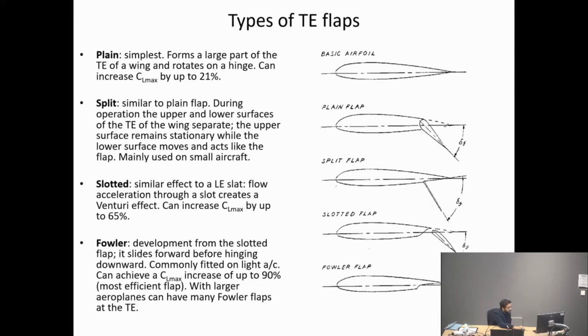Good. The Fowler flap, okay, so they look like this. They move forward, and then they go downwards. And they actually turn out to be one of the most effective ones. They can increase the CL max by up to 90%, which is amazing.